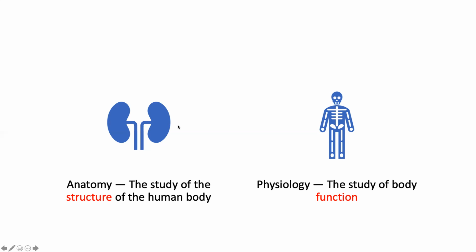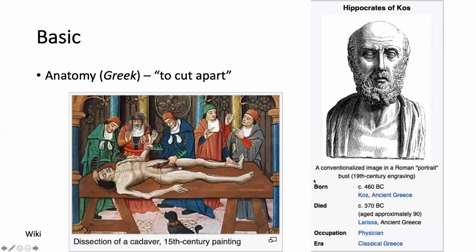But in your physiology lecture, you will be studying more about how the urine is made, how the fluids and electrolytes are reabsorbed from the urine. So that will be the difference. Anatomy is the study of the structure and physiology is the study of the function. So let's start with the anatomy.